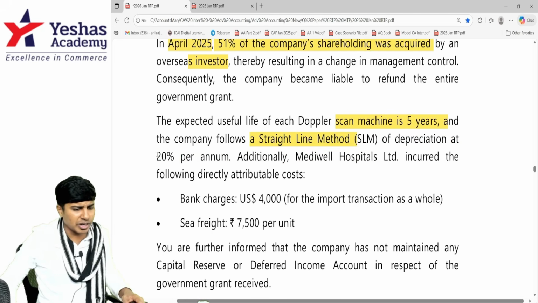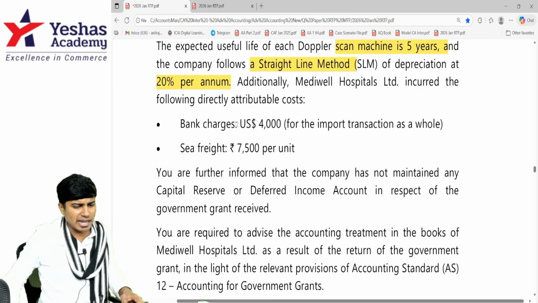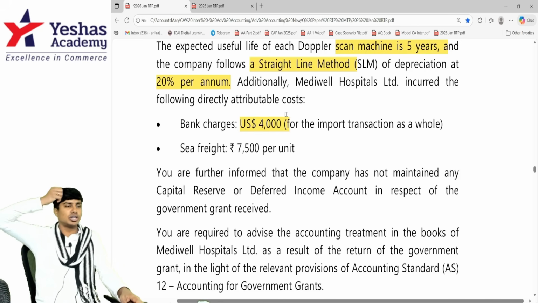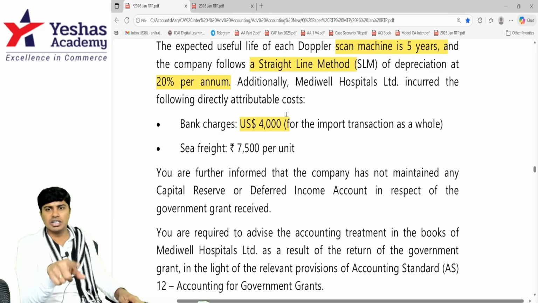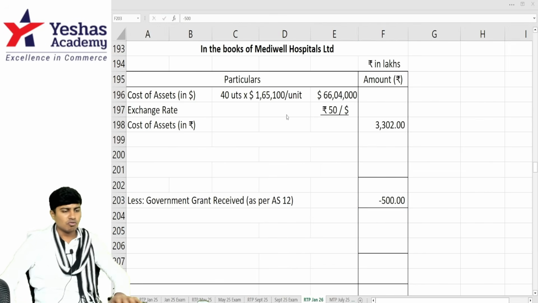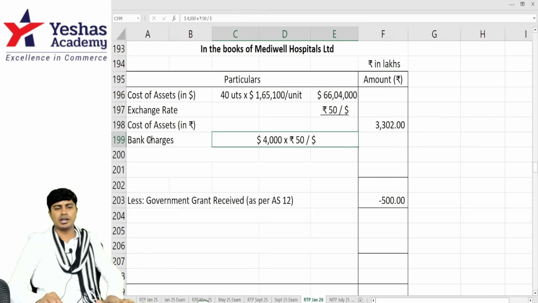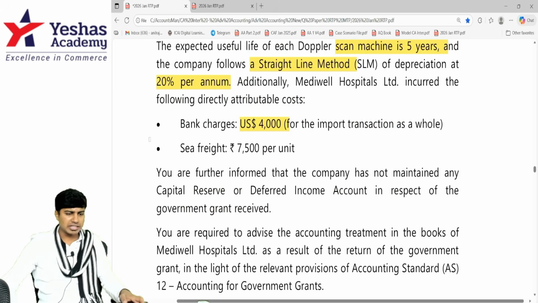Depreciation is to be provided at 20%. So straight away 20% if you put, it's done. There is bank charges USD 4,000. For the entire import transaction, we paid $4,000 bank charges. This is directly attributable cost incurred to make this sale happen. $1 is 50 rupees. $4,000 is how much? $4,000 into rupees 50 per dollar. 2 lakh, I'll write it as 2. So 2 is bank charges.